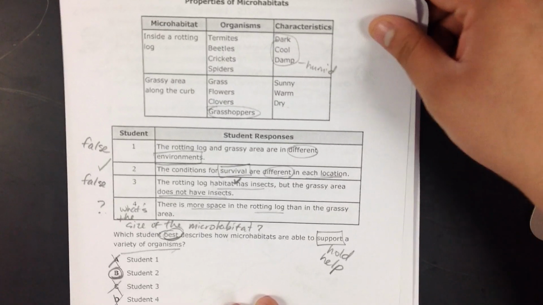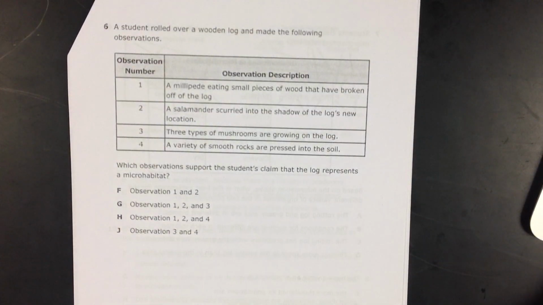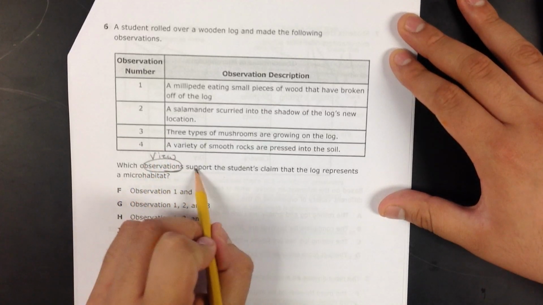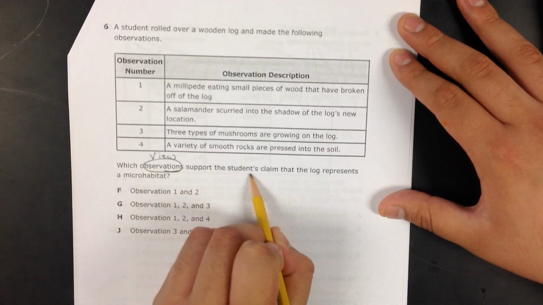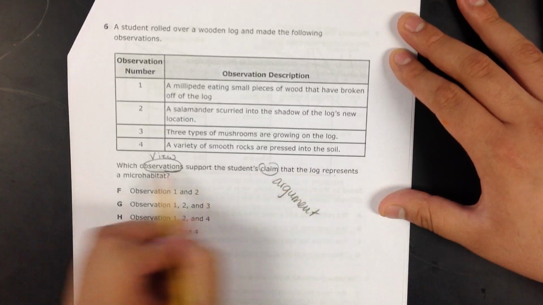They're different. Number 6, a student rolled over a wooden log and made the following observations. Observation number 1, a millipede eating small pieces of wood that have broken off of the log. Number 2, a salamander scurried into the shadow of the log's new location. Number 3, 3 types of mushrooms are growing on the log. Observation number 4, a variety of smooth rocks are pressed into the soil. So we have observations. Which observations support the student's claim, the student's argument? What are they trying to get across? That the log represents a microhabitat.